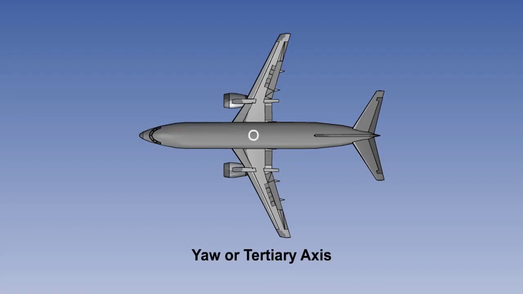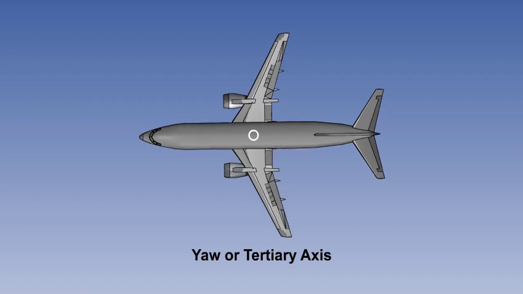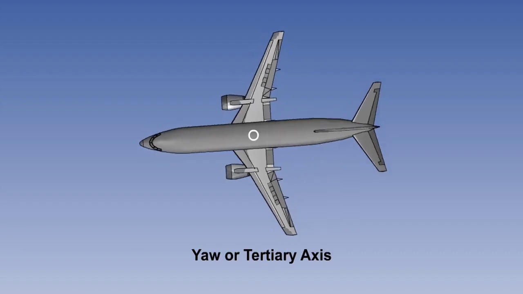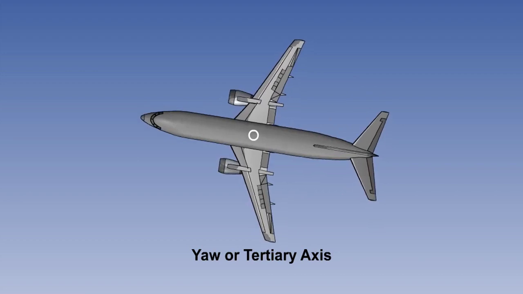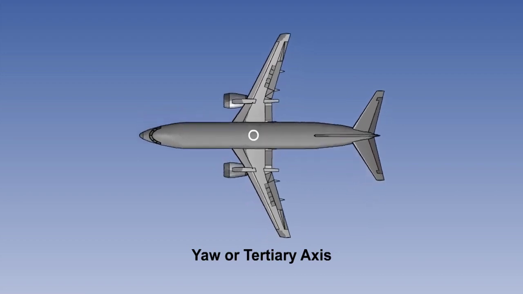A three-channel autopilot, which is standard on modern airliners, controls the aeroplane in all three axes: roll, pitch, and yaw. The yaw axis is known as the third or tertiary axis and is controlled by the rudder. The rudder channel is basically a stability channel and usually has interaction with the roll channel to assist in coordinated turns.